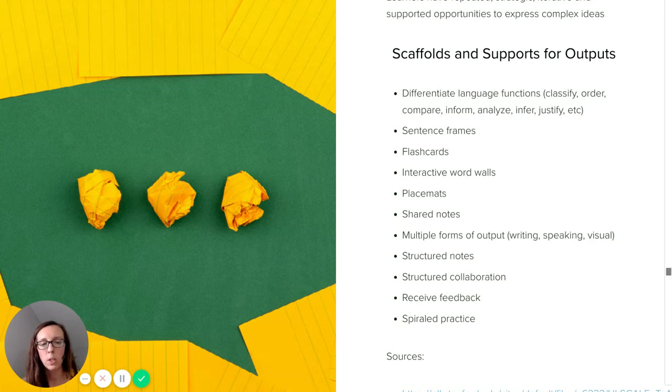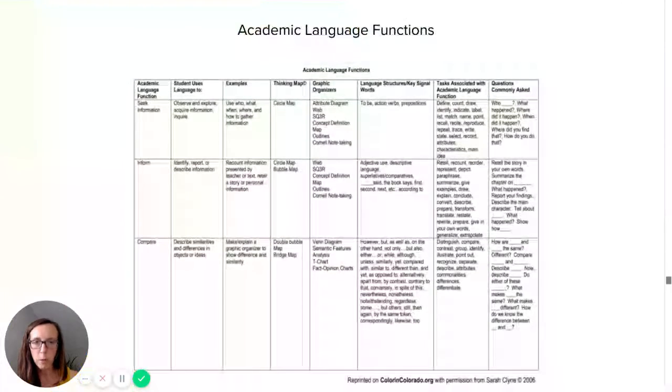Multiple forms of output is really great, not just thinking about writing and speaking, but also visuals, and offering those as choices to all students, because of course all of our students need support in different ways. Structured notes through things like graphic organizers, structured collaboration, so really thoughtful pairing and thoughtful group work, and then feedback and continued practice. So let me give you a few examples of those.